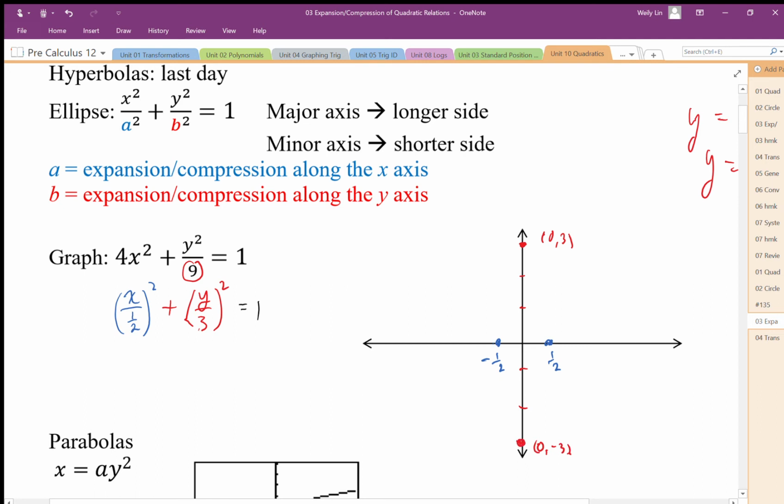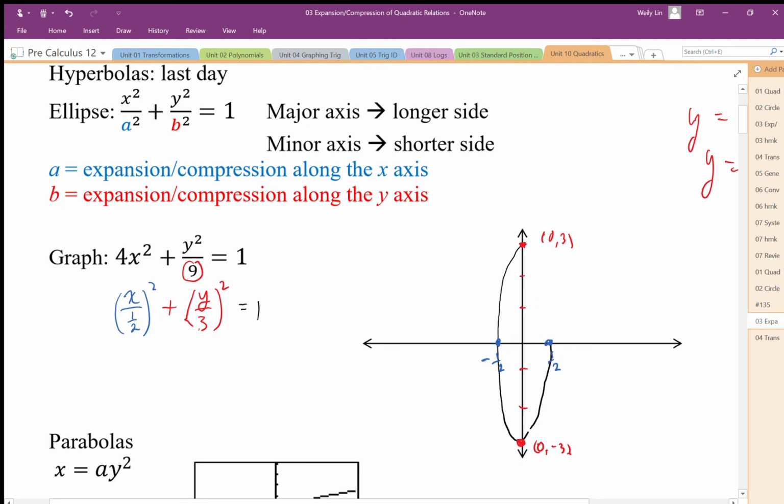Okay, so these represent then my vertices of my ellipse. And then I should just sketch in my ellipse. It's just an ellipse that's going to look like this and hit those vertices. Okay. So again, we can always check this.